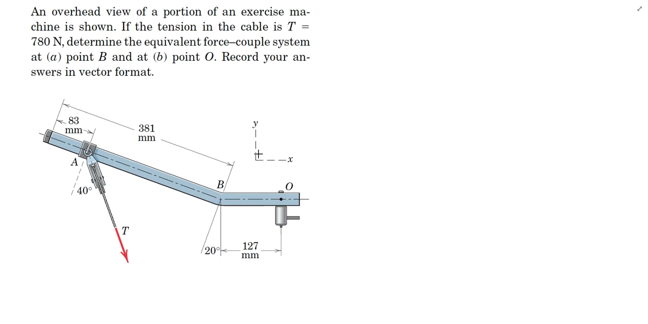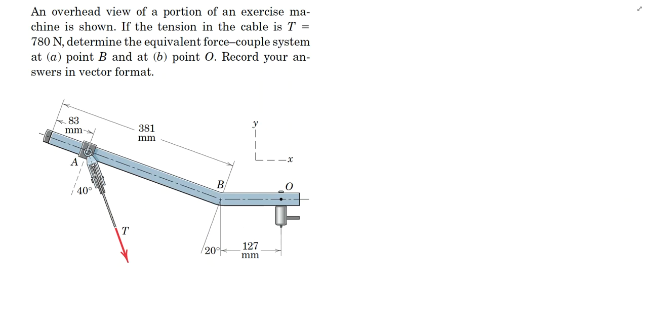So we have an XY coordinate frame like so. So we're going to have to write our tension as a vector. And then essentially all we have to do is compute the moment with which this tension makes around point B and around point O, and that will solve the problem for us.